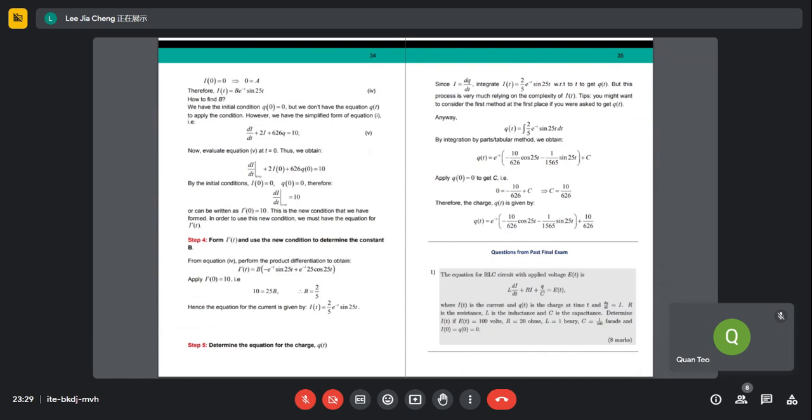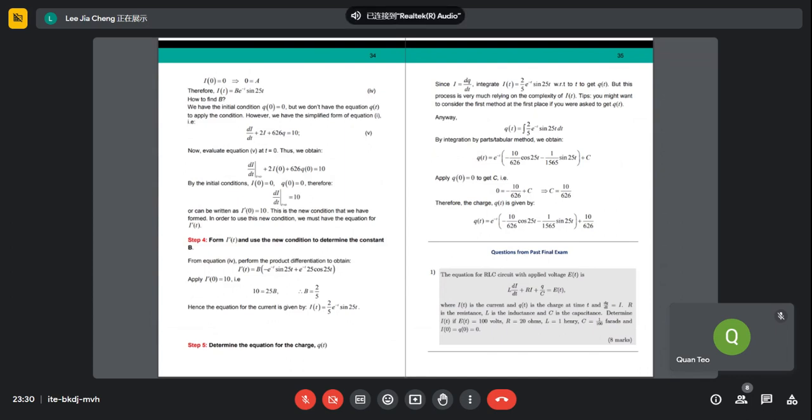Now I'm going to explain the following step. After we have equation 3 from the previous step, we apply the initial condition i equals 0 when t equals 0. To get i equal to 0, A must be equal to 0, since cos 0 is 1 and it would be impossible to get 0. So A equals 0 and we get i(t) equals B e to the power of negative t sin 25t. So how do we find B?